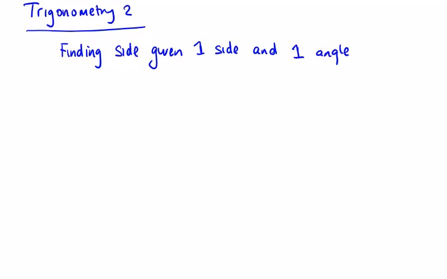Let's start this lesson by trying to find a side given one side and one angle. So we create a right angle triangle where we have x for the hypotenuse, 5 for one of the straight sides, and an angle of 30 degrees inside the triangle. We go back to our knowledge from Trig 1 and we label the triangle.